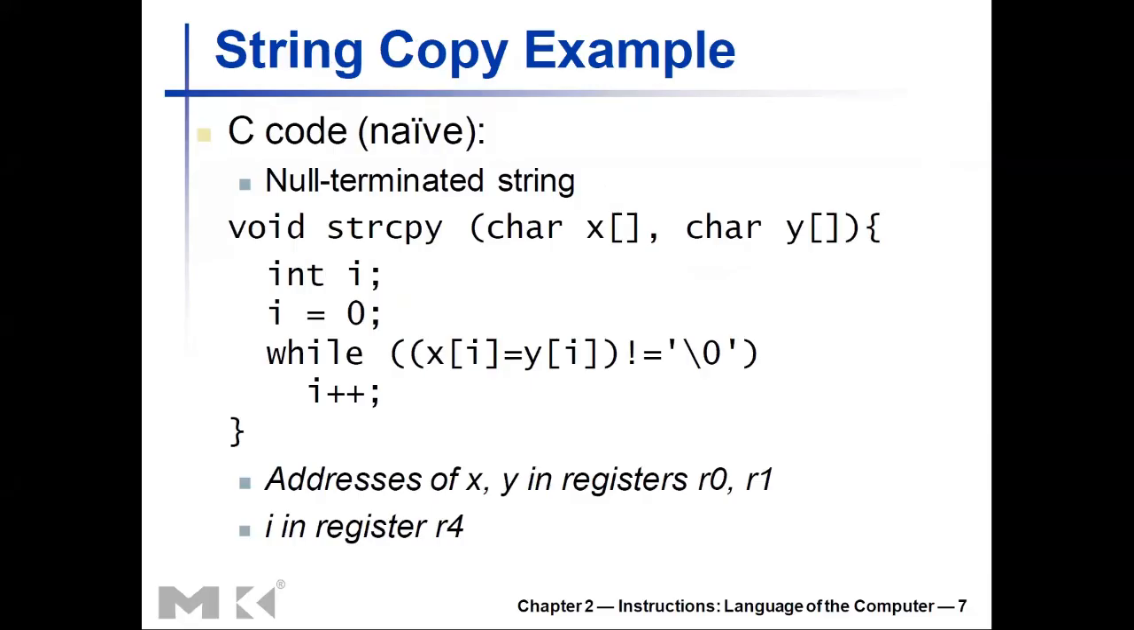In this example, you can see the C code that we are trying to compile into ARM assembly. This actually is a function. We have implemented it as a function, strcpy. We have a null terminated string loaded to memory, which is stored in the memory.